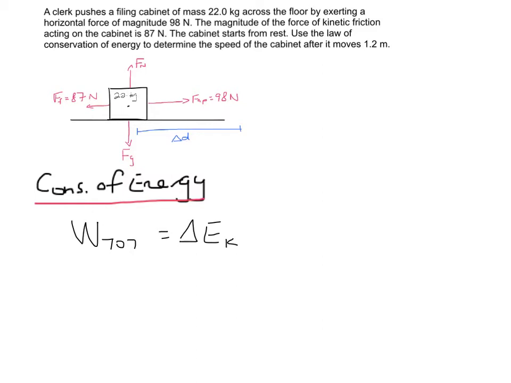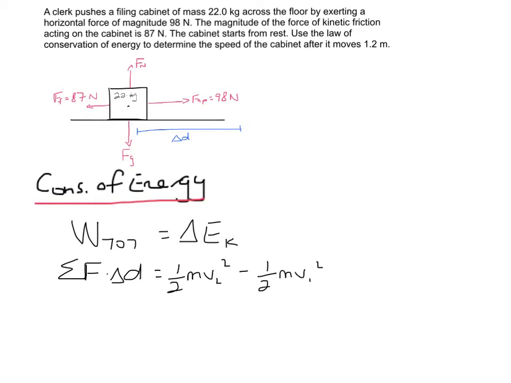Now in this particular case, I know for a fact that the applied force and my force of friction are constantly going to be acting on the filing cabinet the entire time, from the beginning till the end. What that means is that the total work is a result of the net force acting on the object multiplied by the total displacement that it moves. On the right side of the equation, it's your change in kinetic energy, which is your final kinetic energy, 1/2 mv2 squared, minus my initial kinetic energy, 1/2 mv1 squared.